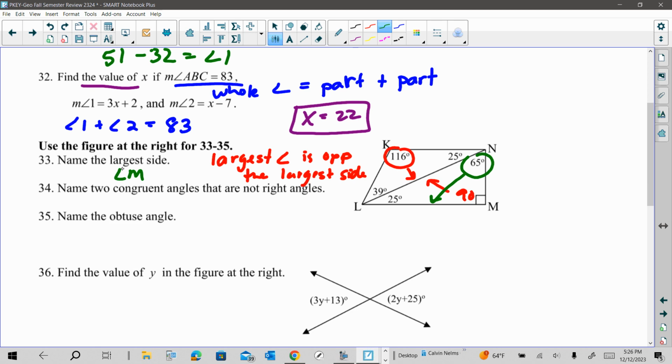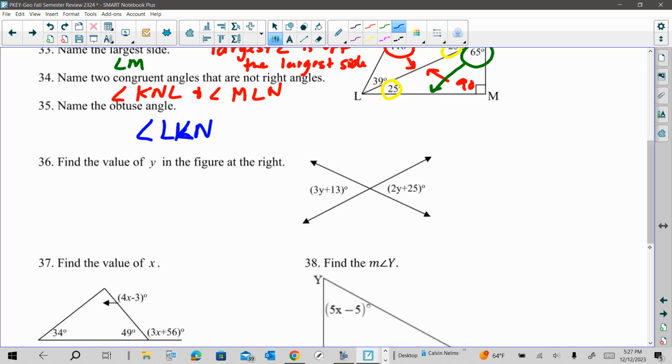Two congruent angles that are not right. Well, I can physically see those right here, 25 and 25. When you name them, you can't say just L and N, because I don't know if you're referring to the 65 or the 39. You use 3 letters. So this would be angle KLN and angle MLN. Our obtuse angle is our angle that is greater than 90 but less than 180. That is that angle that was 116. It's angle LKN.